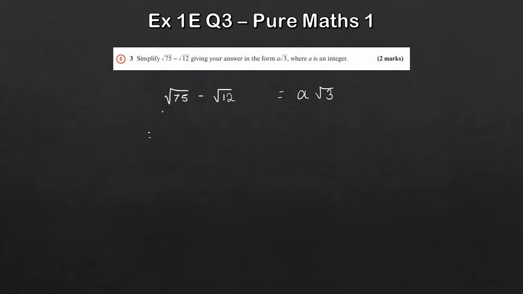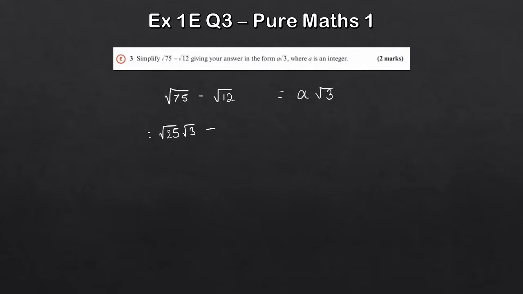So what's the biggest square number that would go into root 75, for example? Well, I could do root 25 times root 3, right? Because remember, both of them should have a root 3, because that's what we've got at the end. So that kind of gives us the big clue for this question. Do the same for the root 12 now.